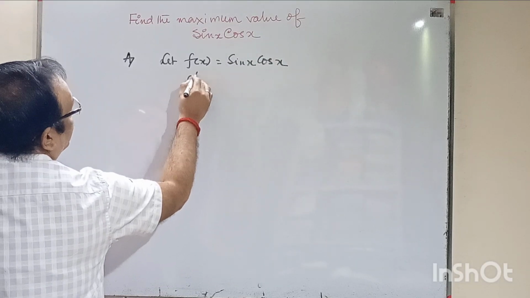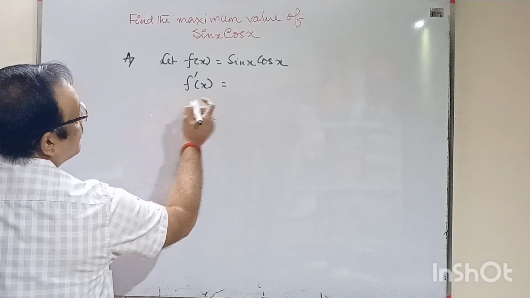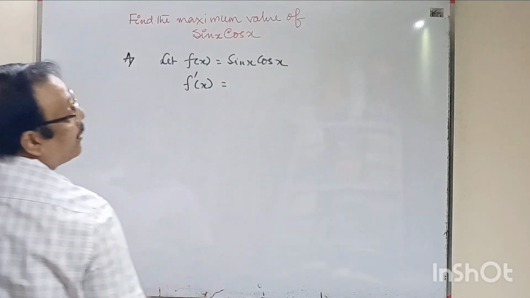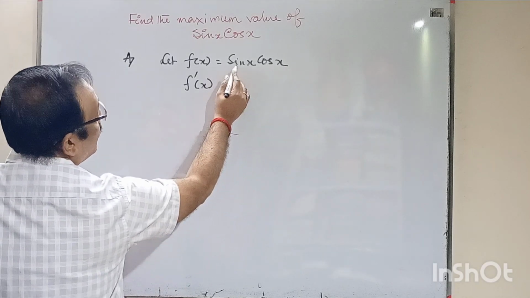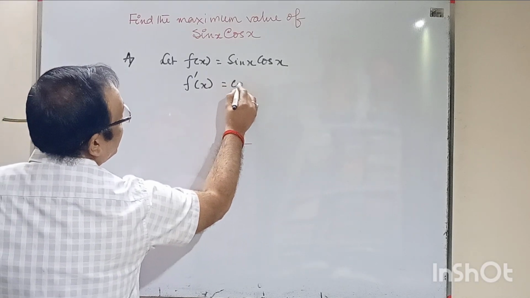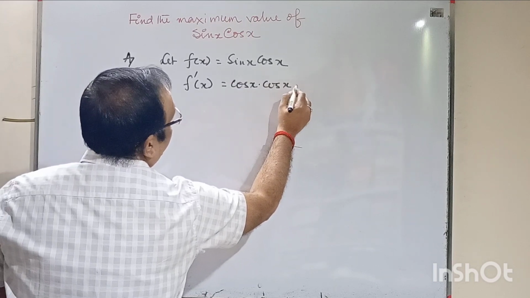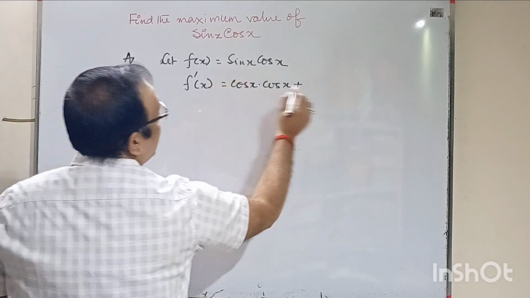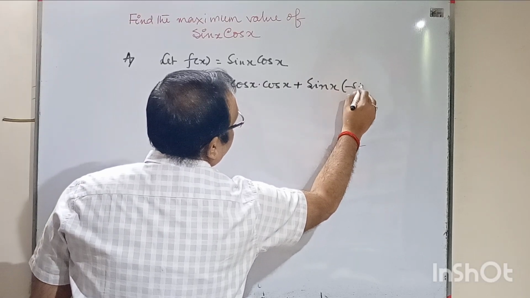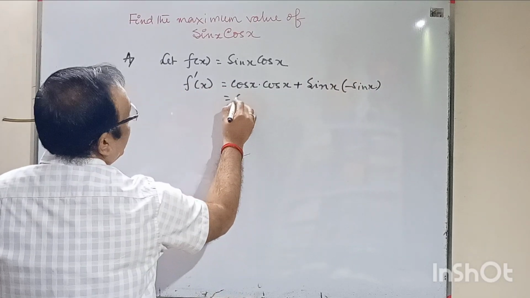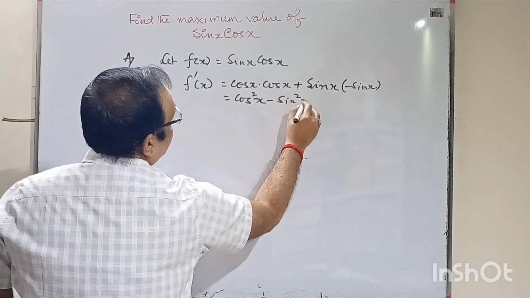First, we'll find the first derivative, f dash x. This is u into v, so we use the product rule. The derivative of sin x gives cos x, into cos x, plus sin x times the derivative of cos x, which gives minus sin x. So we get cos square x minus sin square x.